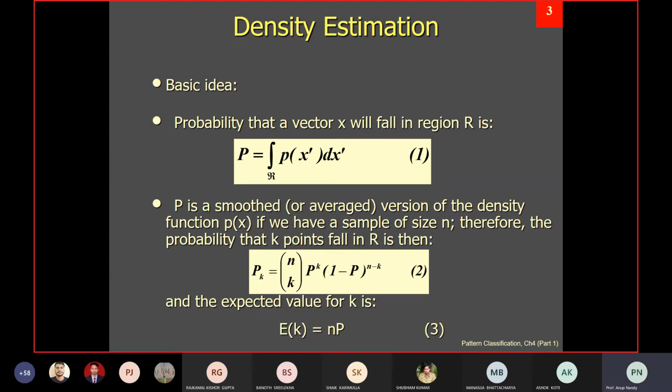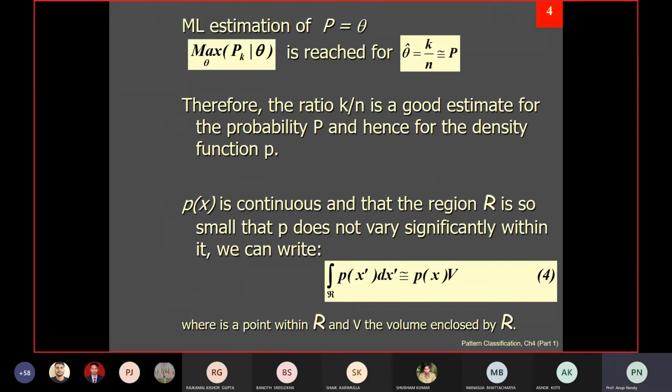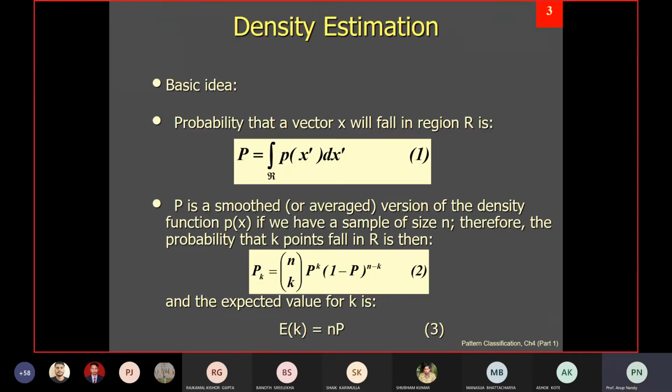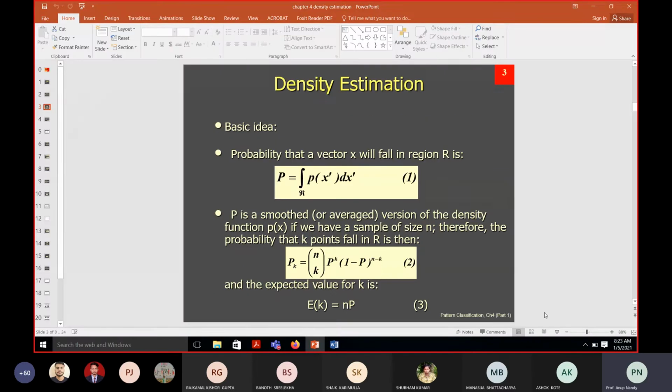So what you are doing is trying to compute the probability that a vector x falls into this region R, and it can be approximated using this. Now I'm going to write it over here so that it will be more clear to you.